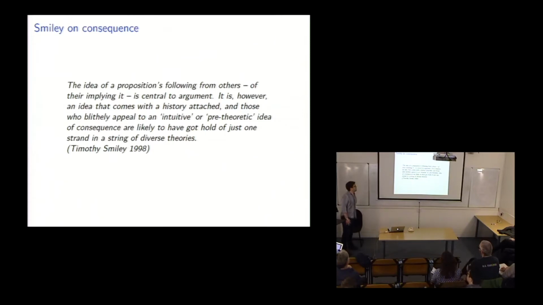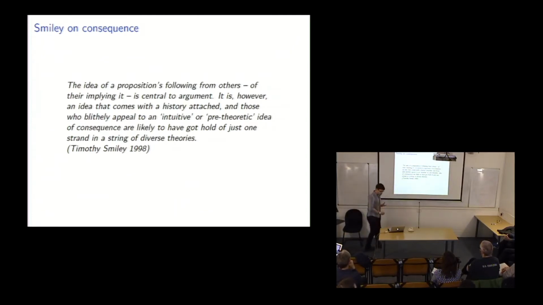And here's what Smiley says about the nature of logic and logical consequence. The idea of a proposition's following from others, and their implying it, is central to argument. It is, however, an idea that comes with a history attached, and those who blithely appeal to an intuitive or pre-theoretic idea of consequence are likely to have got hold of just one strand in a string of diverse theories. There's this thought that if we appeal to some well-behaved, intuitive, pre-theoretic notion of logical consequence or validity, we're going to go wrong because it's a bit of a tangle of ideas, the history of writing about validity.